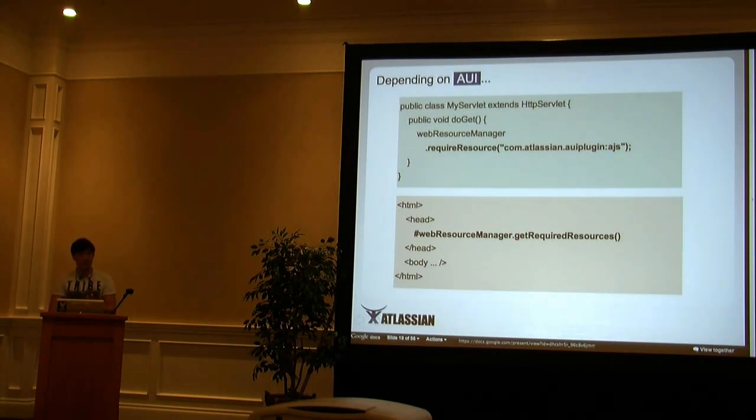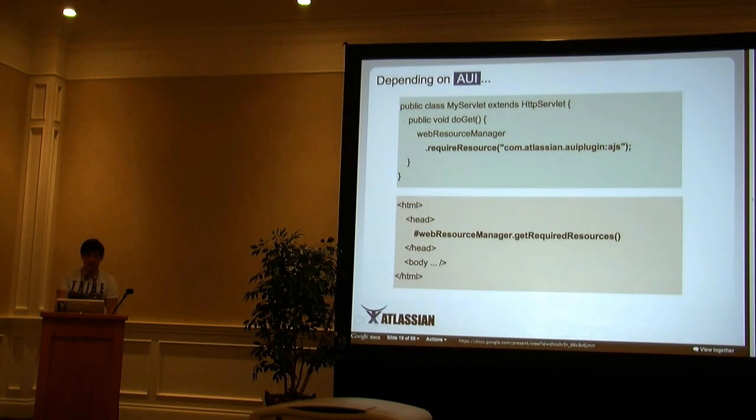Then, if you inject that Web Resource Manager into your Velocity template that's rendering the view, you can call the getRequiredResources method, and the Web Resource Manager will spit out all of the link and script tags that you need to get those resources included in your page. This is a much nicer, more reusable, more maintainable way of including resources in your plugin files rather than trying to write them out by hand.